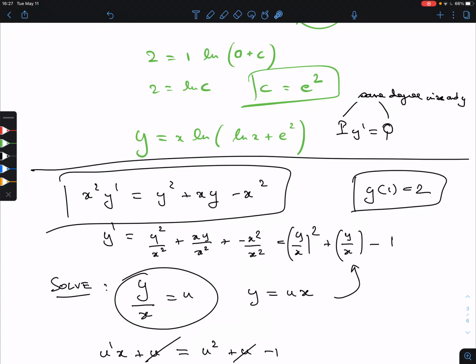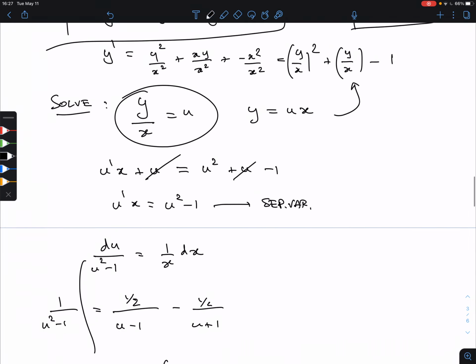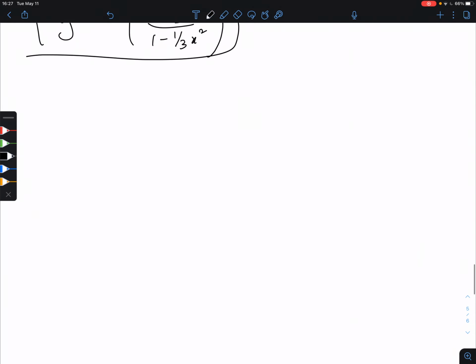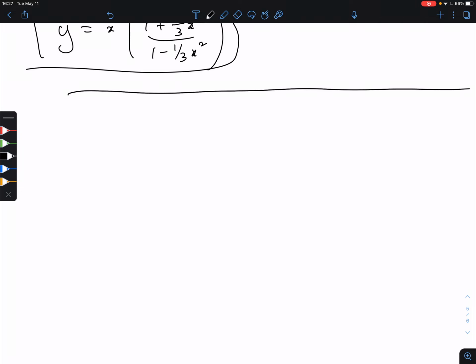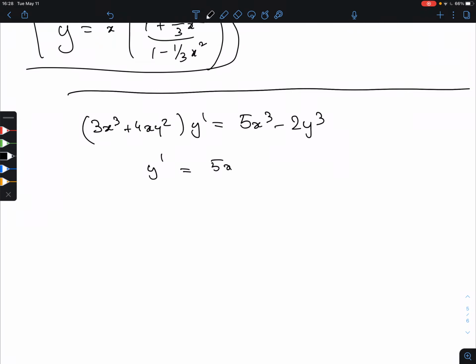Okay? If you have something of this form, then I claim it's of this special type. Just to give an example, I'm not going to work it out, I just want to show you this because you're probably going to have to do this in the homeworks. If you have something of the form, let's say, 3x cubed plus 4xy squared y prime equals 5x cubed minus 2y cubed, that is of this special form because this has degree 3 and this has degree 3. Let's see why it is of this form.